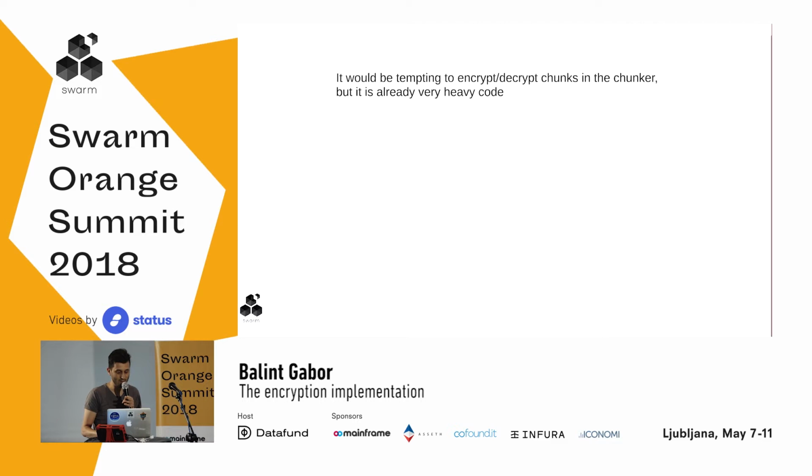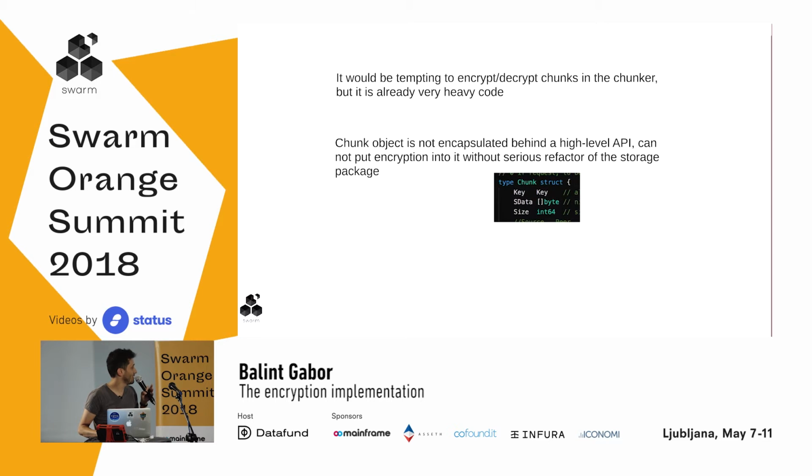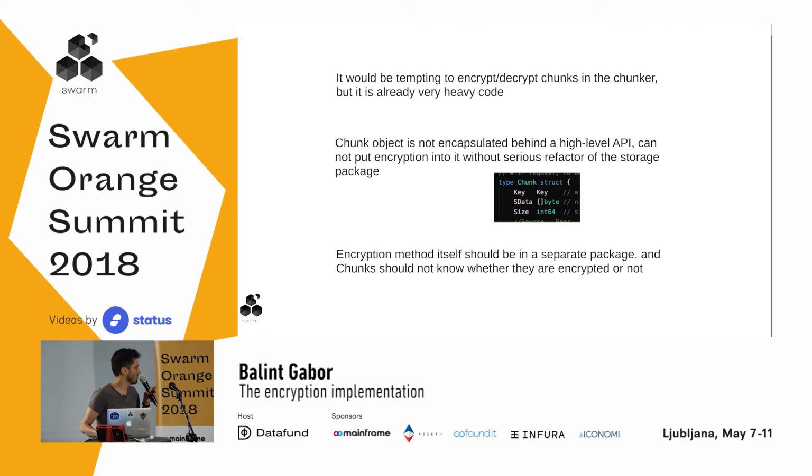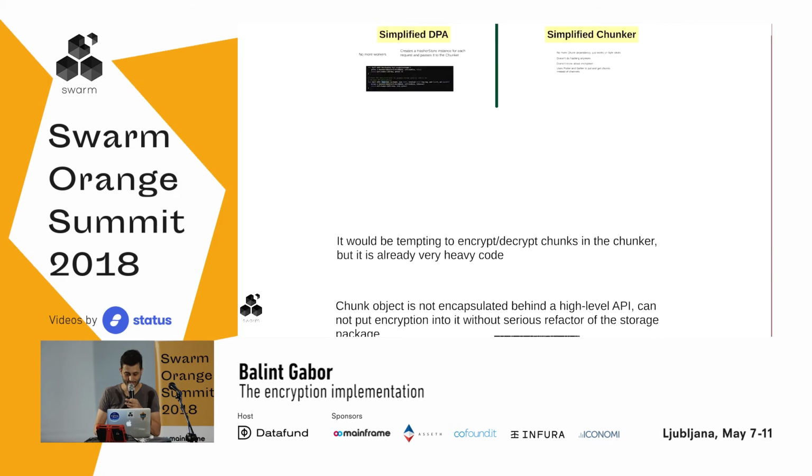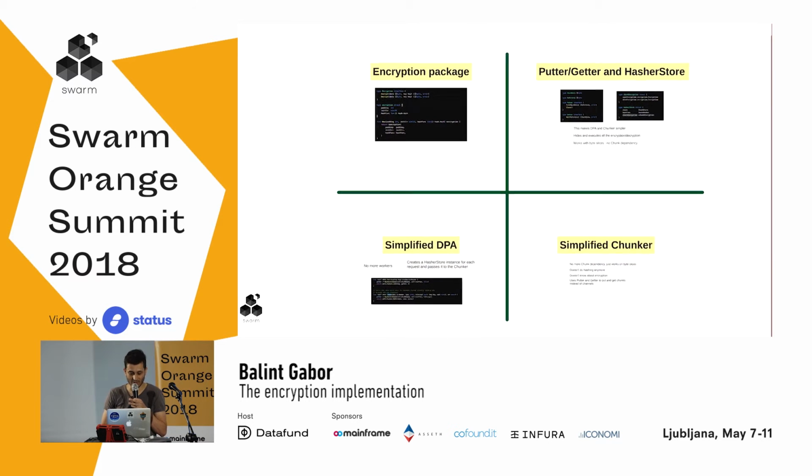I did not want to just put the encryption and decryption into the chunker. I could not use the chunk object easily, as I said, because of the public S data. It was also a goal for me to write a separate encryption package which is 100% independent from the Swarm code. I did not want to rely on the chunk type or the chunker or any other type. So this is what I did.